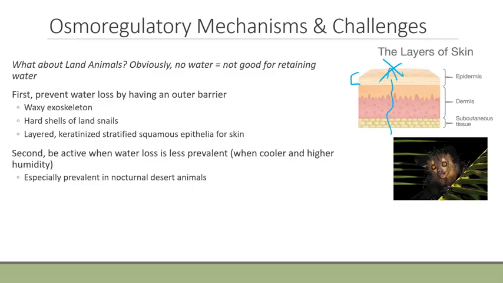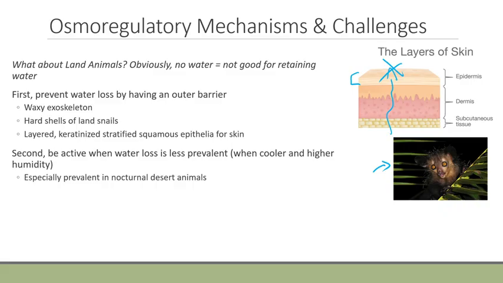Something like this animal that I've got pictured over here. These nocturnal animals do really well because they aren't trying to work outside when it's really hot out. You see this in a lot of nocturnal desert animals as well. That's why there are not a lot of animals out during the day in the desert. It would be really bad for keeping your water around.